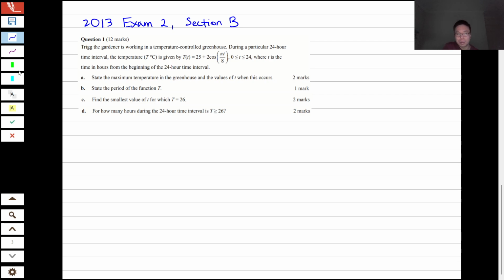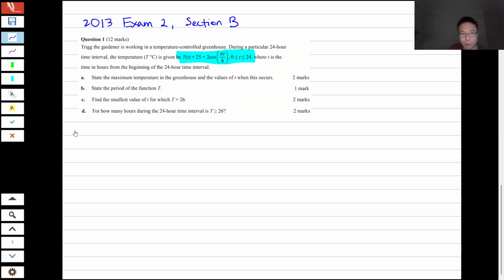All right, so here we're given a trigonometric function. Capital T tells me the temperature at time lowercase t, where lowercase t is in hours. We're also given some useful information. We're considering a 24-hour time period, I should say. So lowercase t ranges from 0 to 24. Given this equation, we can immediately answer parts A and B.